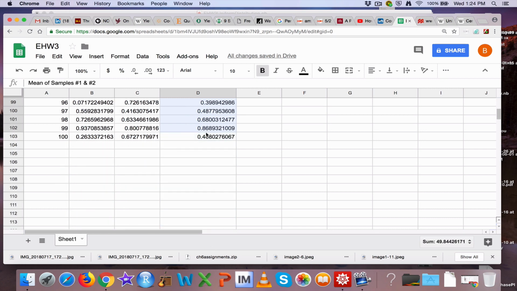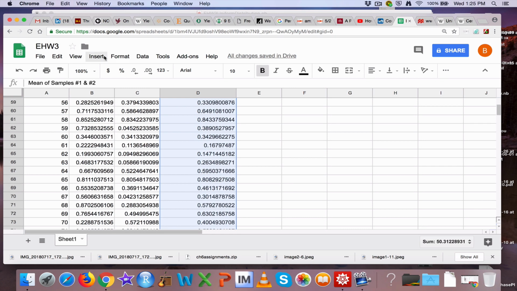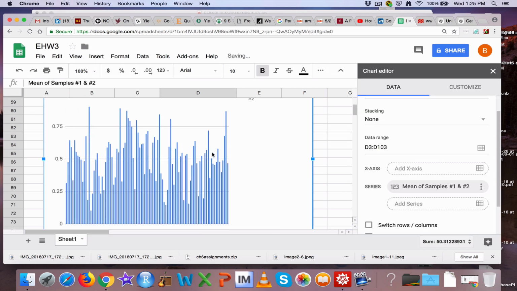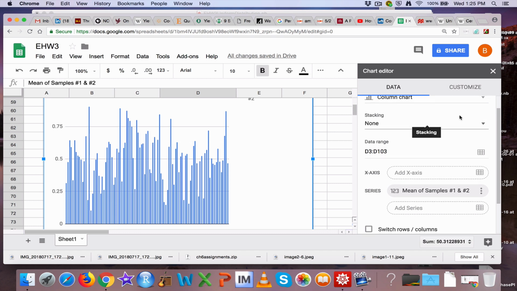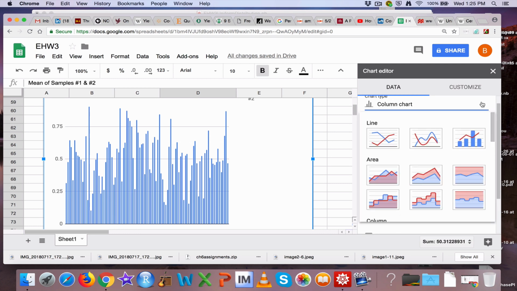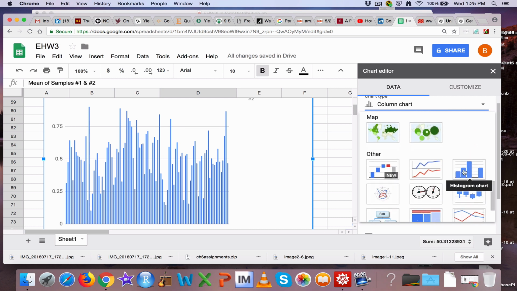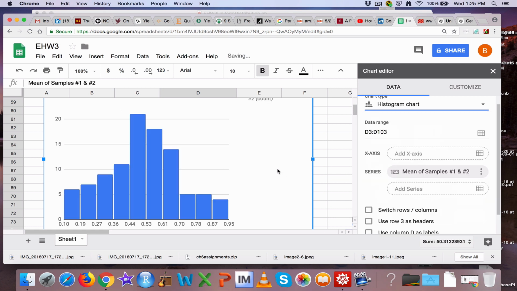So I'm using Google Sheets here. This doesn't work so well in Excel. One defect of Excel, at least as far as 2018 goes, is that it doesn't make histograms very easily without some add-ons. But Google Sheets does. We can insert a chart. And this is not the chart you want. That's not a histogram. That's just showing the individual numbers that we got there. We want to customize this chart. We don't want a column chart. We want to go down further to a histogram. It is also a bar chart, but it's a better kind of bar chart, telling us more information that we want to know. And there it is.